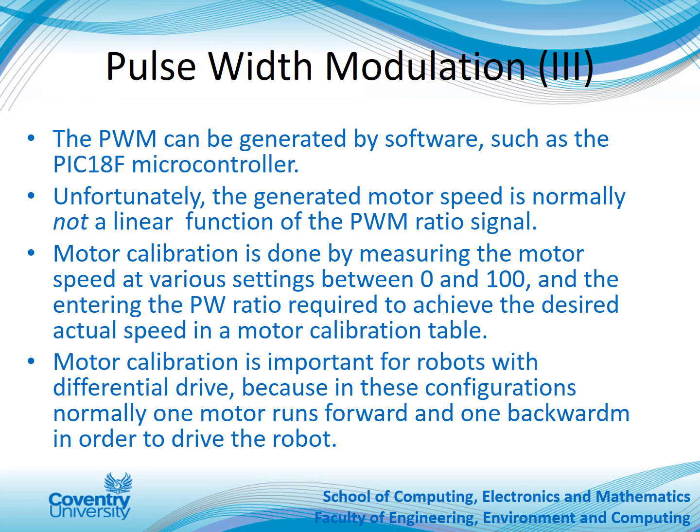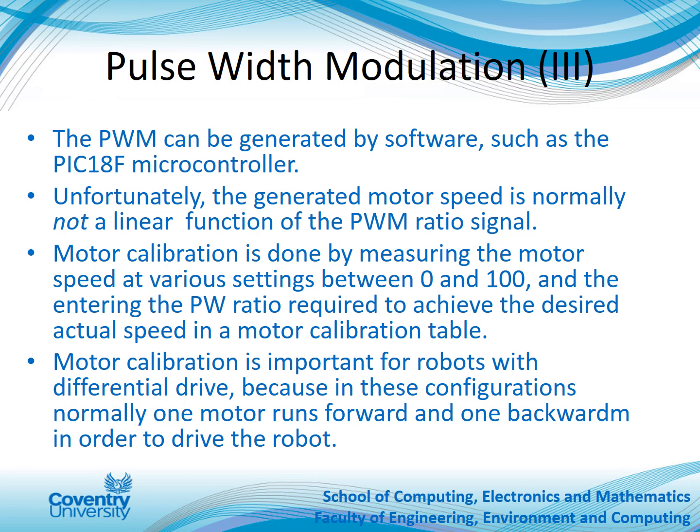However, the generated motor speed is normally not a linear function of the PWM ratio signal, as we saw with the motor graphs that we saw earlier. So we have to do motor calibration, and that's done by measuring the motor at various speed settings between a 0% duty cycle and a 100% duty cycle, then entering the correct PWM ratio to achieve the desired actual motor speed in the calibration table.